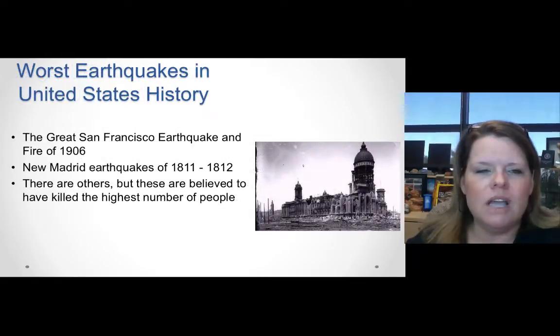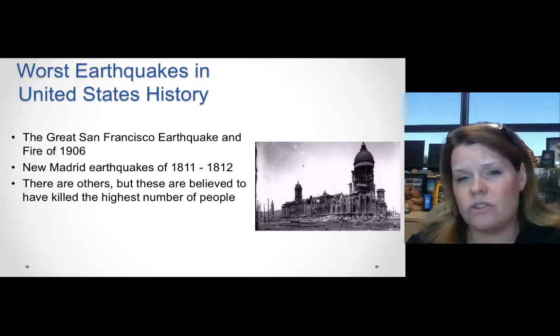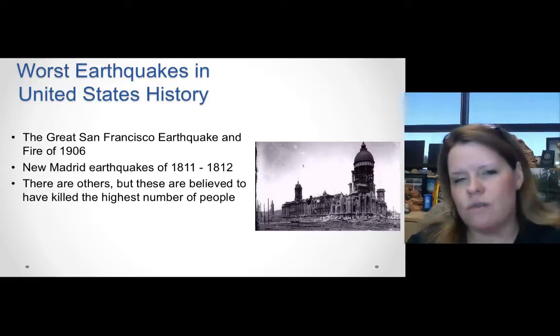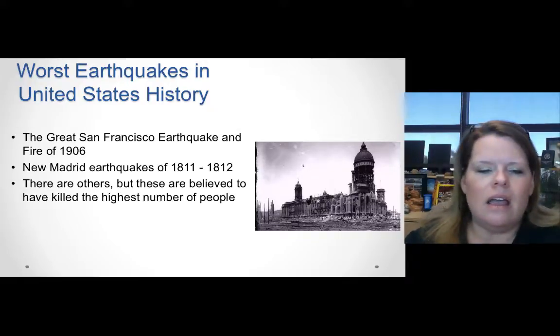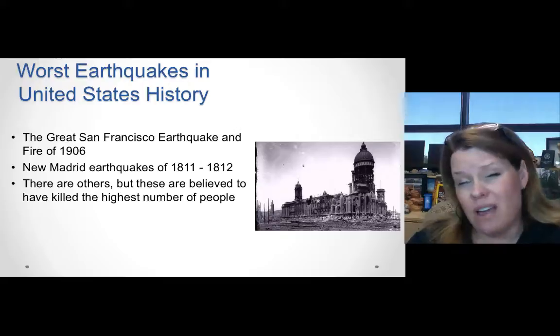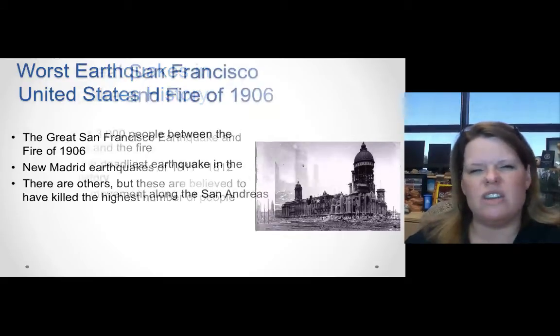So we're going to look at a really bad earthquake that struck the United States that changed the whole world's knowledge of earthquakes, and that was the great San Francisco earthquake and fire of 1906. And then we'll look at the New Madrid earthquakes of 1811 and 1812. There are many others, but these are believed to have killed the highest number of people, and we want to take a look at them.